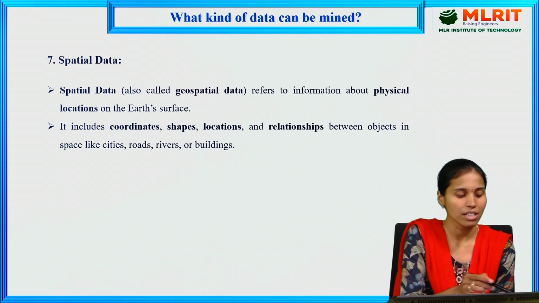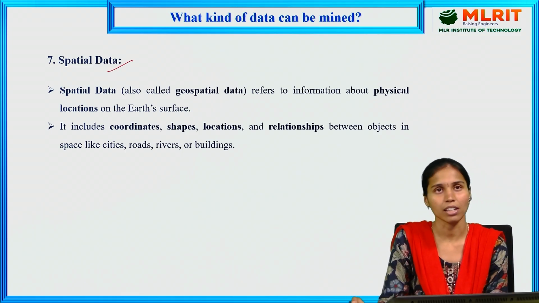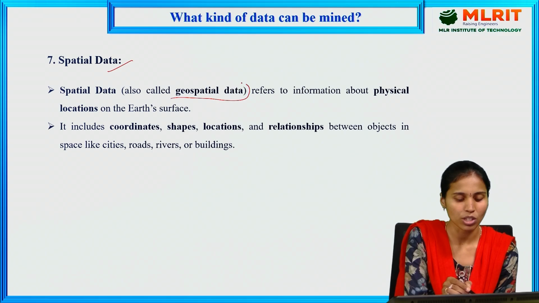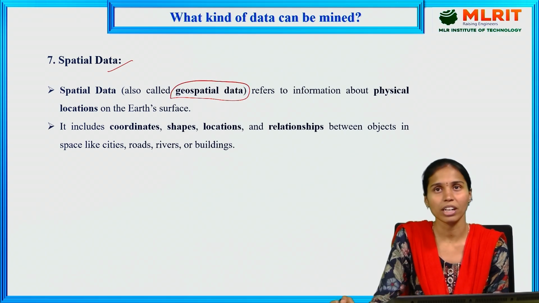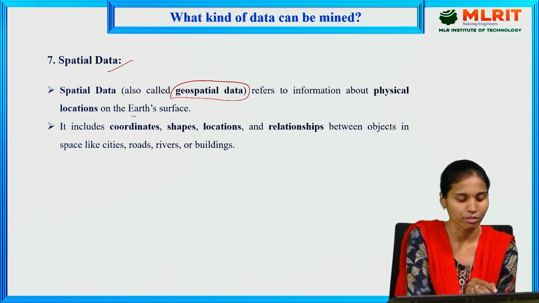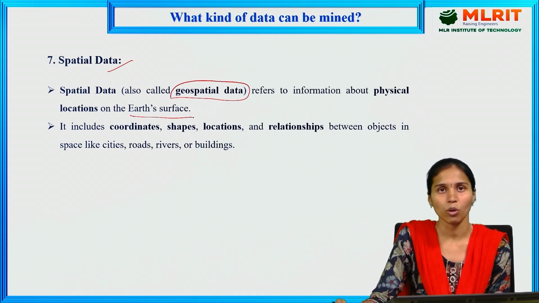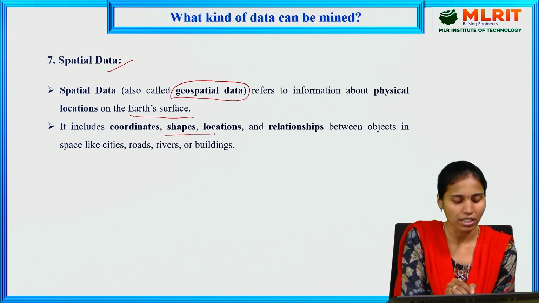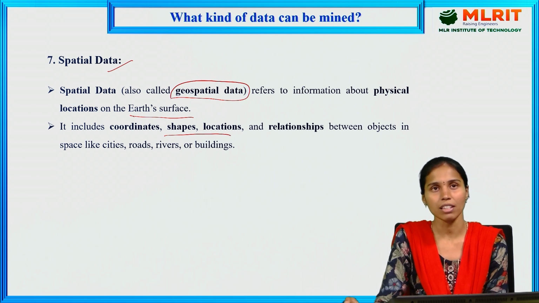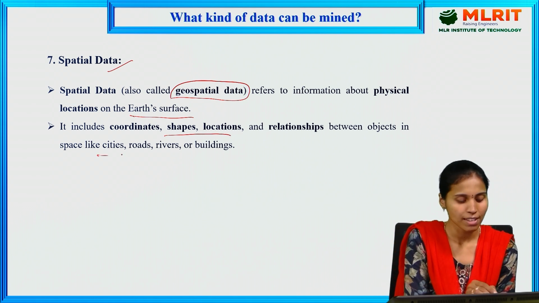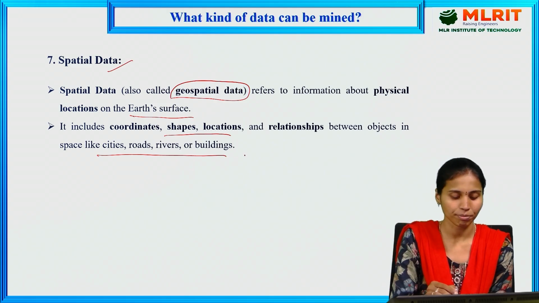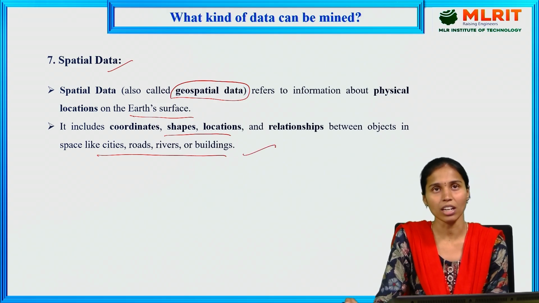So seventh one is spatial data. Spatial data, also called geospatial data, refers to information about physical locations on the Earth's surface. It includes coordinates and shapes, locations and relations between objects in space like cities, roads, rivers or buildings. This is about spatial data.